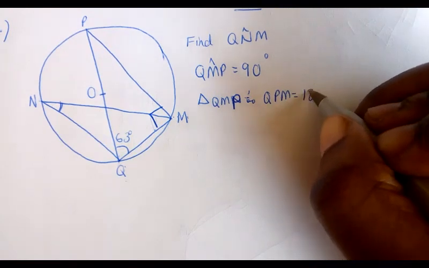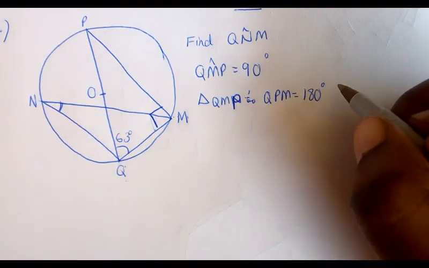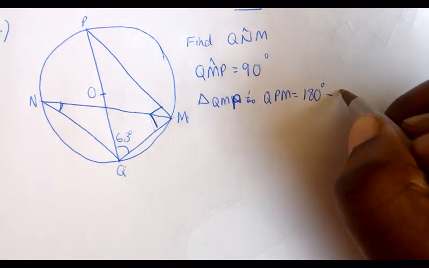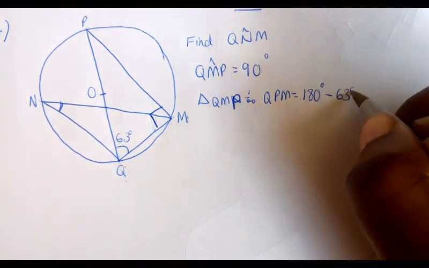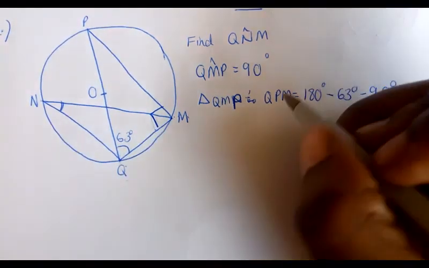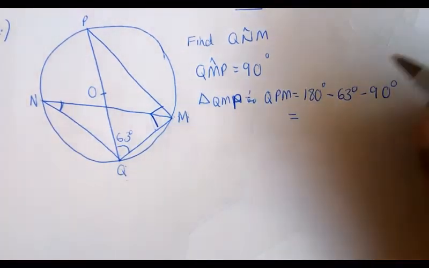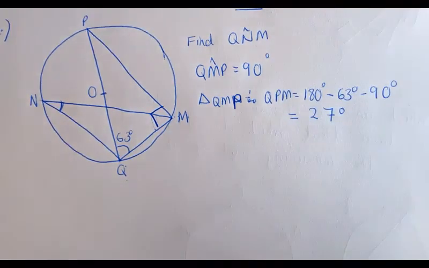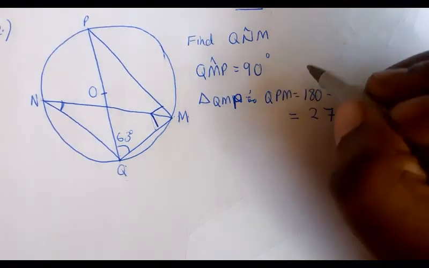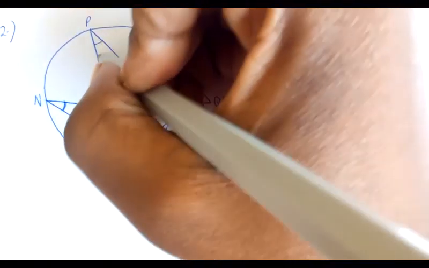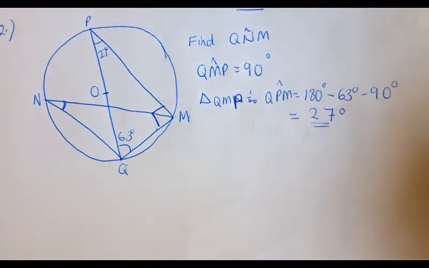It is equal to 180. We all know that angles in a triangle add to 180, right? 180 minus 63 degrees minus 90 degrees, this 63 and this 90 degrees, which is equal to 27 degrees. So now we have angle QPM, this angle being 27 degrees.